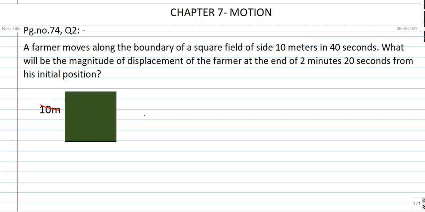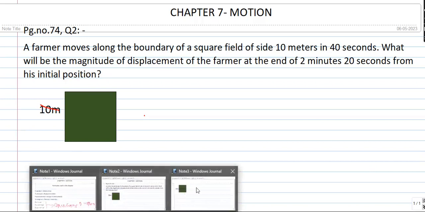So now the question says the farmer is moving along the boundary of the square field which has a side of 10 meters, meaning the perimeter of the square is 40 meters. He covers this 40 meters in 40 seconds. So we will go into the solution of this problem.